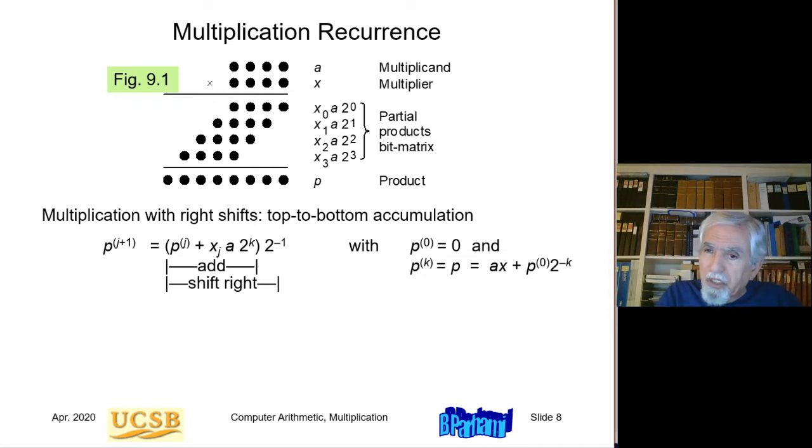It's not a variable shift as in the original. And these partial products are accumulated from top to bottom. First the top one, then the second row, then the third row, and so on. So this red arrow shows the direction in which the partial products are formed and accumulated. And this is known as multiplication with right shifts. So basically, multiplication is done by a sequence of additions, each followed by a right shift.